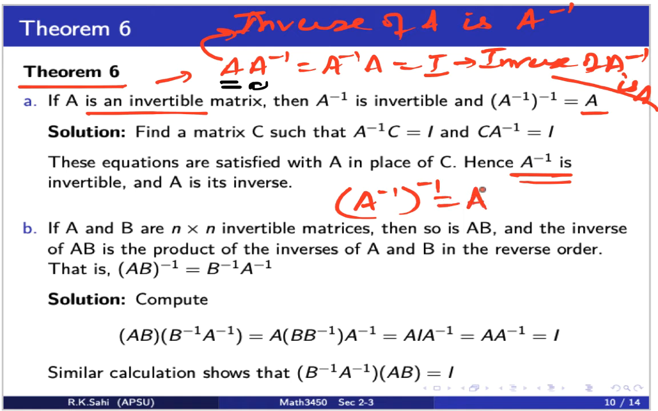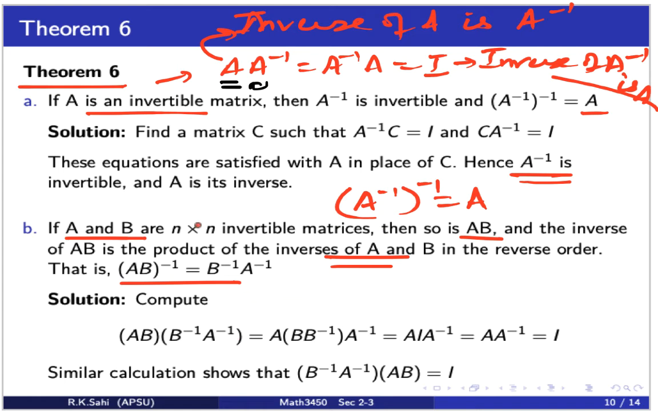Okay, the next one, very, very important. It says if you have two invertible matrices of size n, let them be A and B, then their product is also invertible. Very important. If I have two matrices which are invertible, the product is invertible, and the inverse of the product is given by B inverse A inverse.